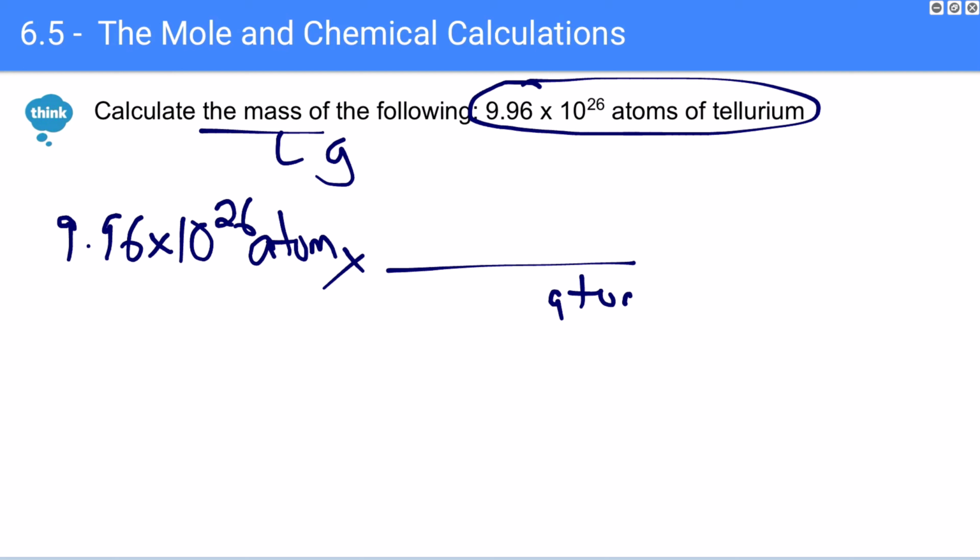Now, using your mole wheel, remember we're trying to get to grams. The only thing I can convert with atoms is moles. I cannot go directly between atoms and grams. We use Avogadro's number here.